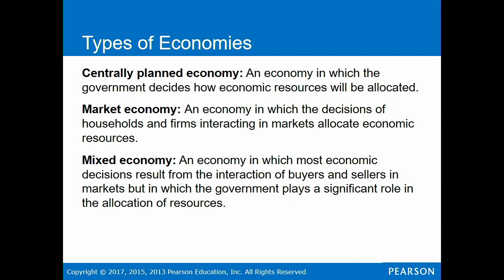And there's a mixed economy, where most economic decisions result from the market, where you have buyers and sellers coming together. But the government also plays a significant role in the allocation of resources. Different times in US history, there's been price controls, there's been government directly providing goods and services. So we're somewhere between a mixed economy and a market economy, because the market is used much more often to determine the allocation of resources than the government is.